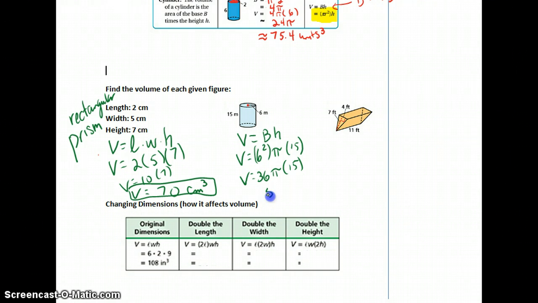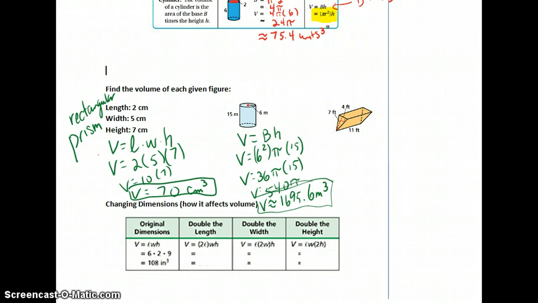We get 540 pi. And when we use pi as 3.14, we get our volume approximately 1695.6 meters to the third. Make sure that we have a correct label on that, and then we have multiplied it all out. Notice if we were to use the formula from up top, it is the exact same thing.